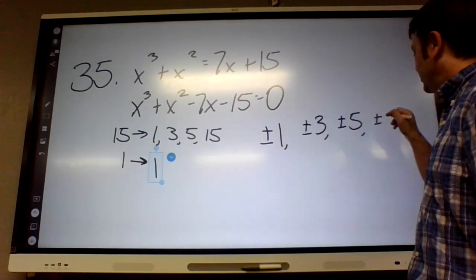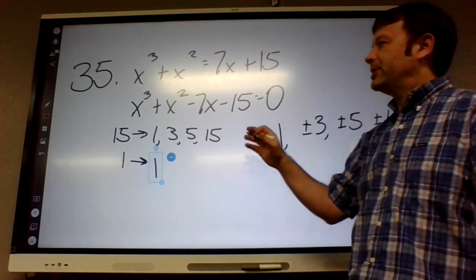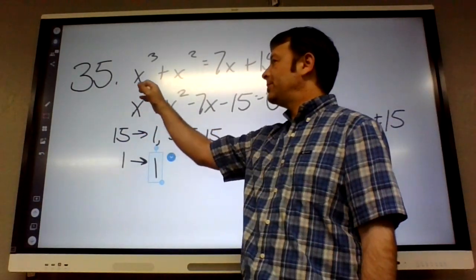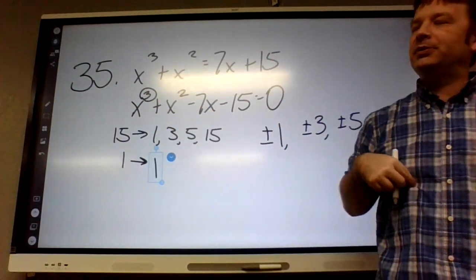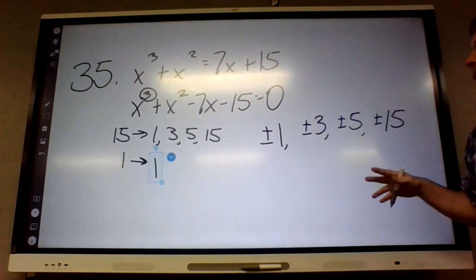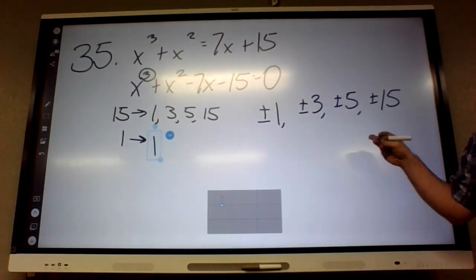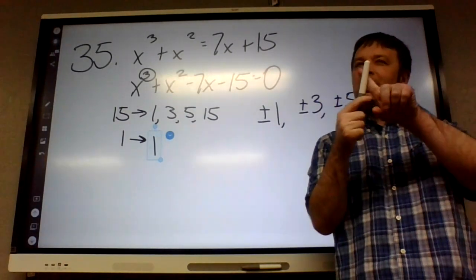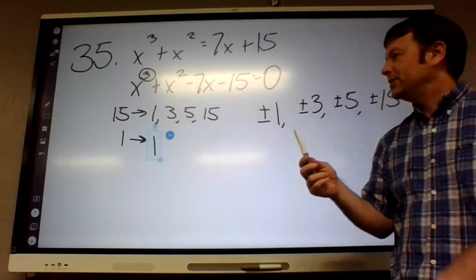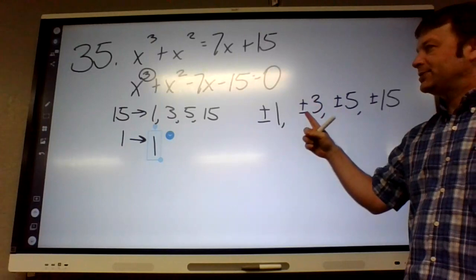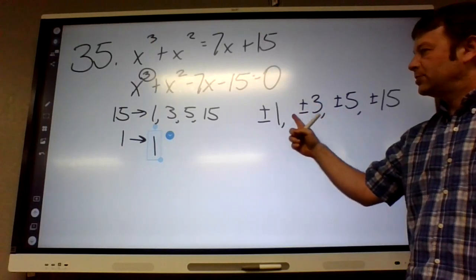I don't know if you guys remember, how many answers should this normally have? Normally 3. Sometimes there's a double root, a double answer, but generally it should have 3. But really we only have to find 1 before we can use a trick to find the last 2. So how do I find one answer though? You plug it in.